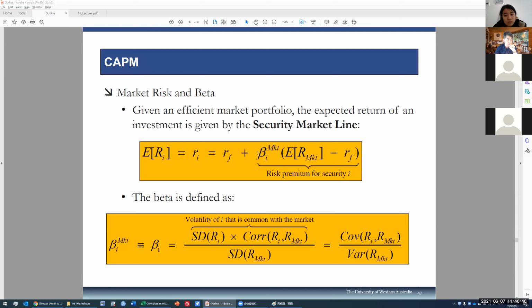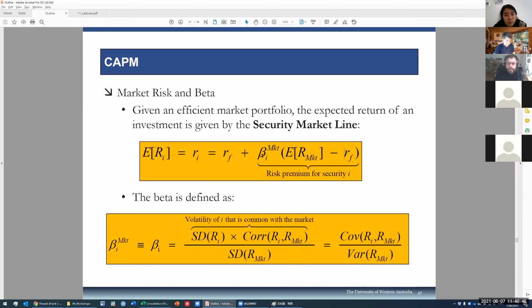If you think about the formula here, this term here is called the market risk premium. Let me just write it.